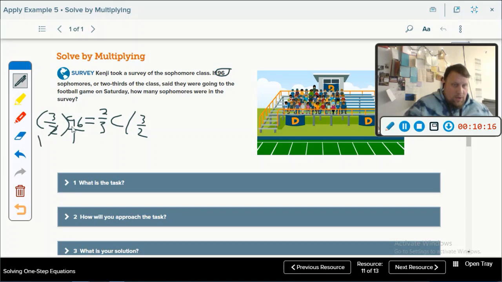2 goes into 2 once. 2 goes into 96. Let's see. 48 times. And I'm going to have 3 times 48. Let's see. 3 times 40 is 120. 3 times 8 is 24, right? Distribution. And we're going to add those together and get 144. Boom. So we get 144 equals C.